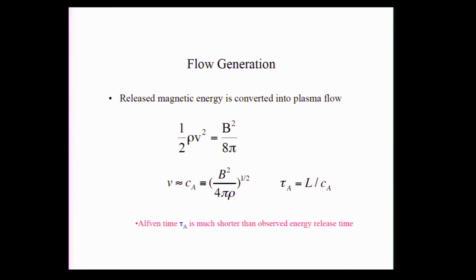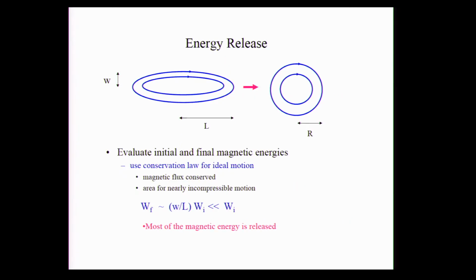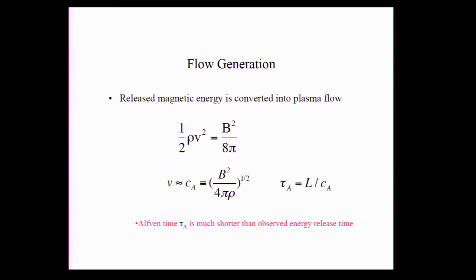So what happens to that magnetic energy when you go from here to here? Well, you just turn it into flow energy, so set 1/2 rho v squared equal to B squared over 8 pi, and you get a velocity, which is the Alfvén speed, and a characteristic time, which is the Alfvén transit time, the length over the Alfvén speed. And it turns out this time is typically much shorter than the energy release times they see in nature.